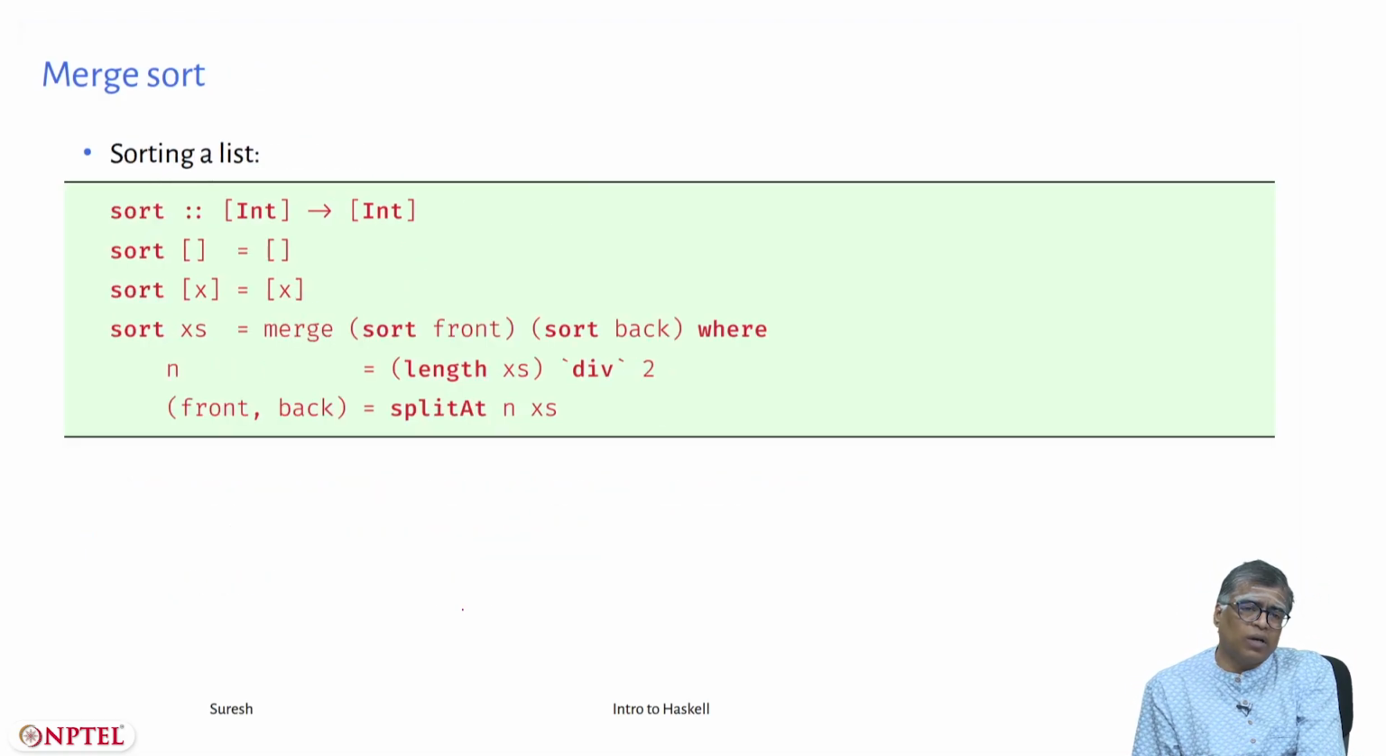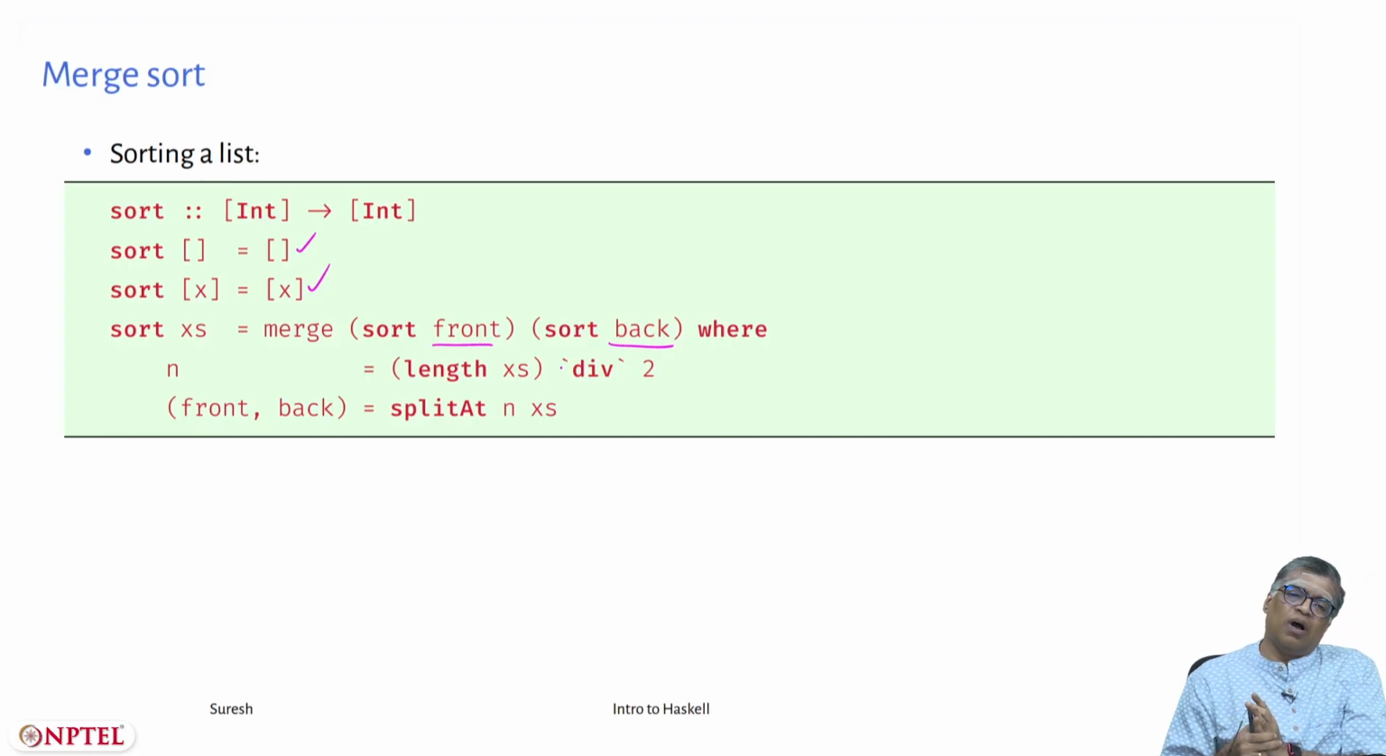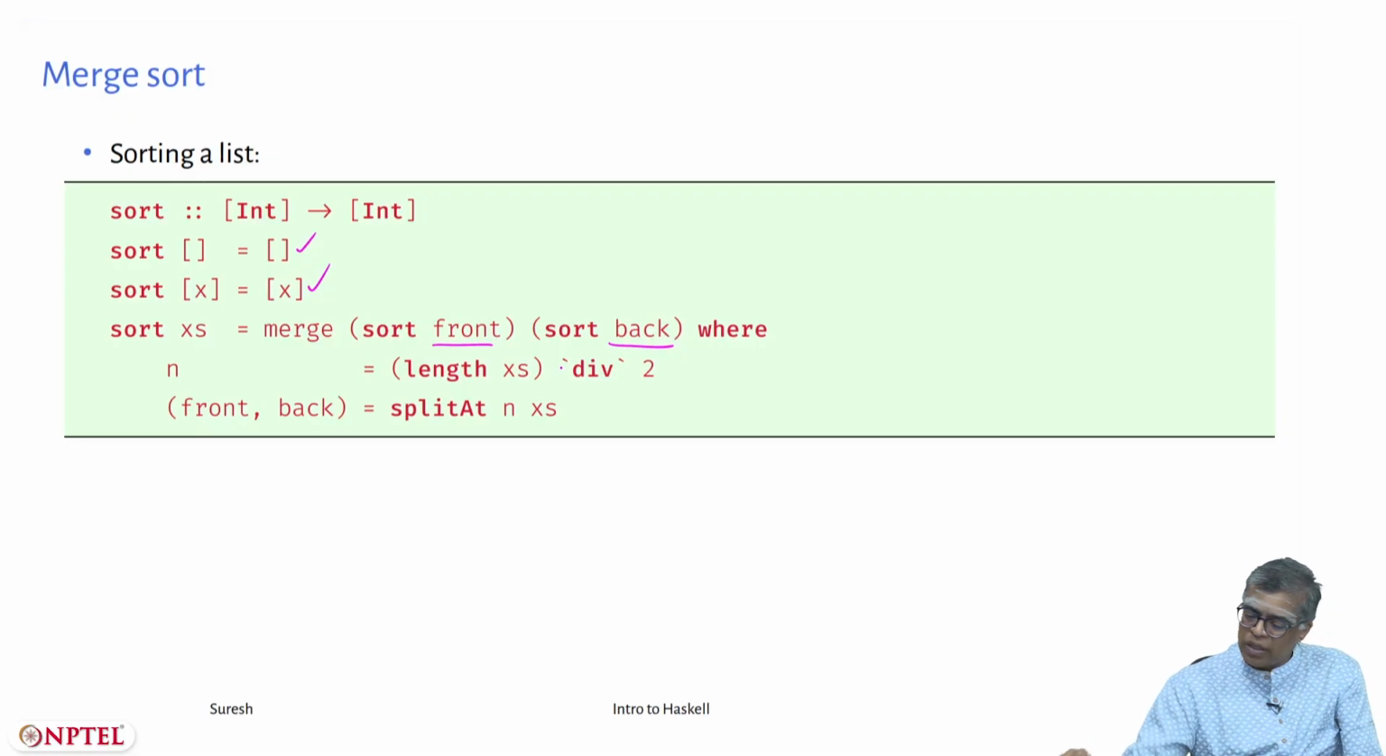Finally, merge sort. Sort of empty list is empty list, sort of singleton list is singleton list. Sort of xs is merge of sorting the front portion and sorting the back portion, where front and back are split at n, and n itself is length of xs div 2. So this is the algorithm. You take your xs, split it as front and back, then you sort front, sort back, and merge them.